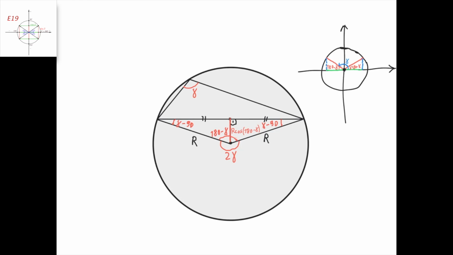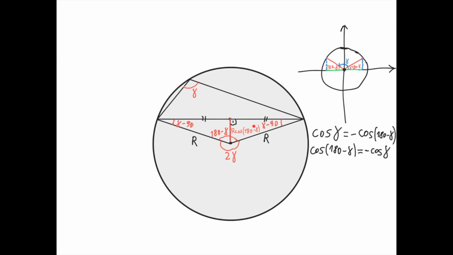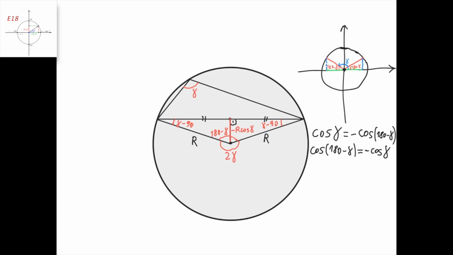And so, because of the symmetry, this distance equals this distance, but their signs are opposite to one another. Therefore, cosine of gamma, which is this length, is minus cosine of 180 minus gamma, which is this length. In other words, cosine of 180 minus gamma equals minus cosine of gamma. So we can replace this expression here for this length, and so we get that this distance is minus r times cosine of gamma. But how can a distance be negative?